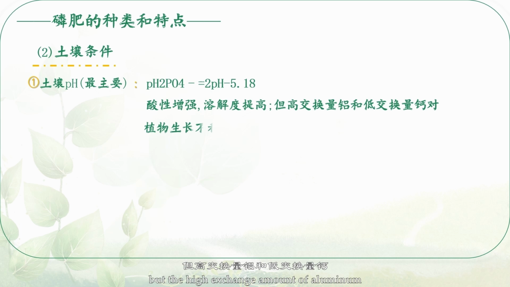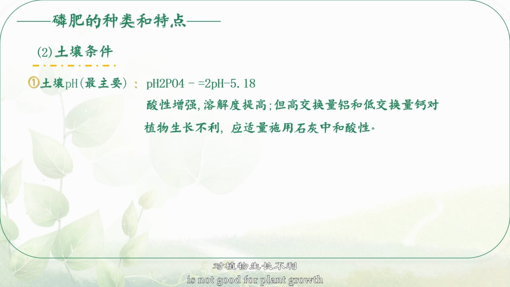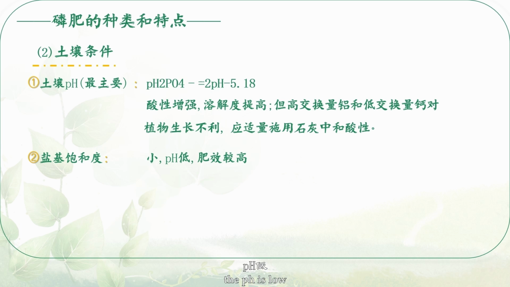Soil conditions. Soil pH is the most important. The acidity and solubility increase, but the high exchange amount of aluminum and the low exchange amount of calcium is not good for plant growth, and lime should be applied appropriately to neutralize the acidity. The base saturability is small, the pH is low, and the fertilization efficiency is high.